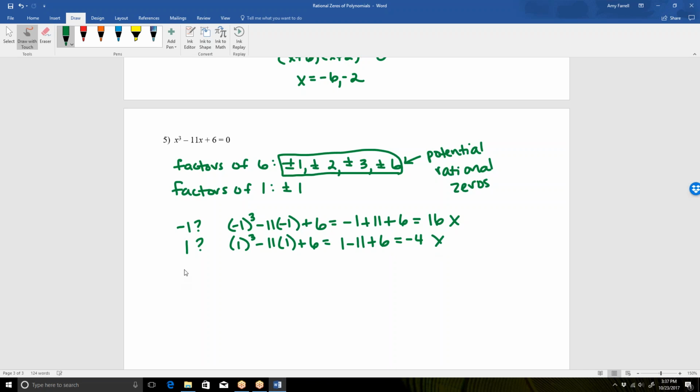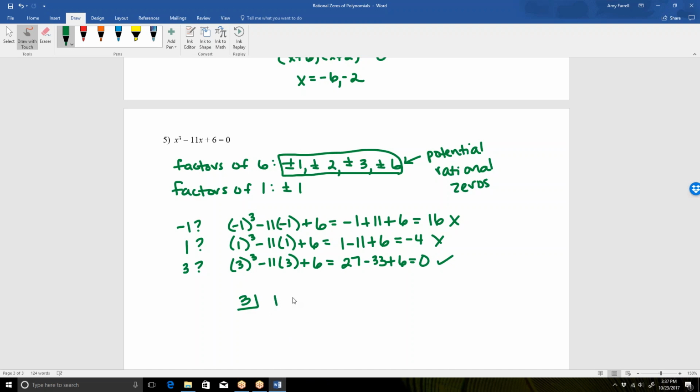Doesn't work. Okay, let me just jump to what I know works. The number 3. Okay, so this is why this process can take a long time to find that first rational 0, if it exists. Okay, so 27 minus 33 plus 6 is equal to 0. Got it. Okay, I found one, the number 3.